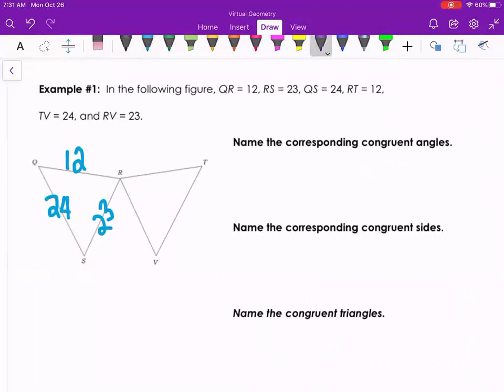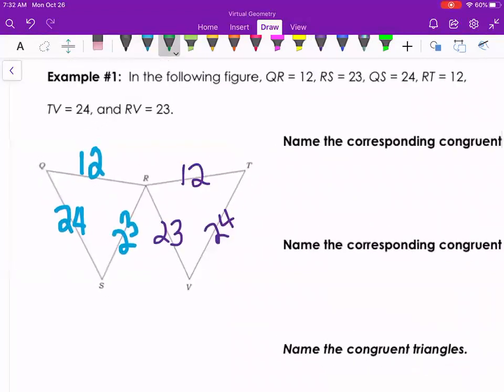R to T is 12. T to V, 24. And R to V, 23. All right, so we know all the different side lengths here. Now we can use these side lengths to find our matching sets of sides. And then we can also use these to help match up and find your corresponding congruent angles. So let's see how that would work.